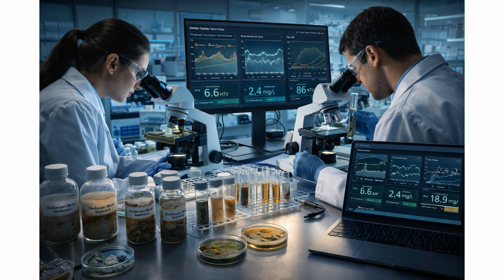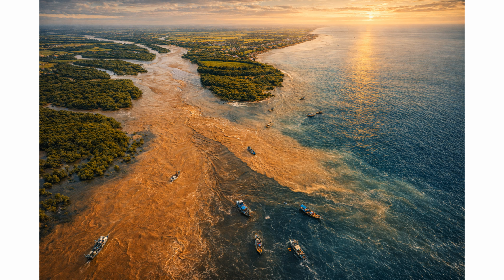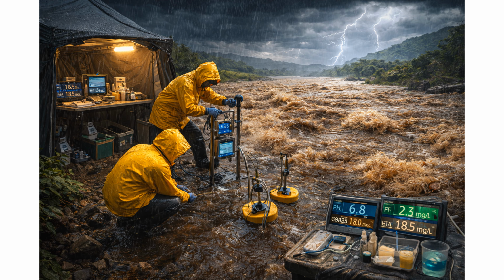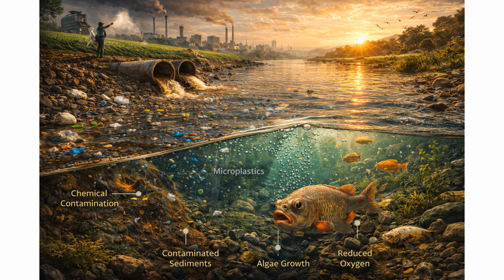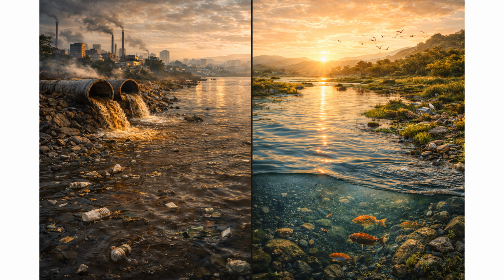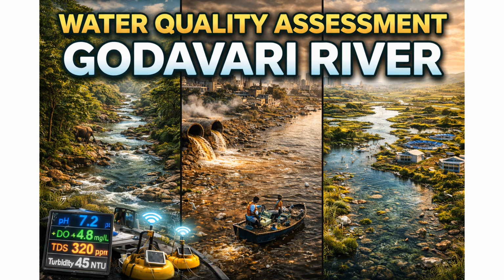In many cases, sewage treatment infrastructure is insufficient, resulting in large volumes of untreated or partially treated wastewater entering the river. Industrial effluents represent another major pollution source. Industrial clusters located near the river discharge chemical waste containing heavy metals, organic compounds, and other toxic substances. Industries such as textile manufacturing, food processing, pharmaceuticals, and chemical production contribute to the contamination of river water.